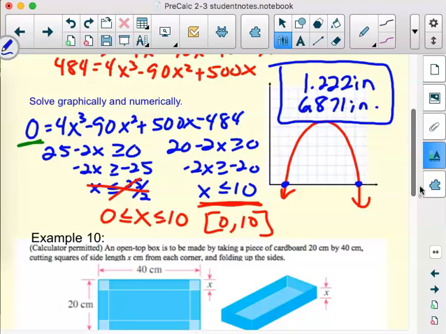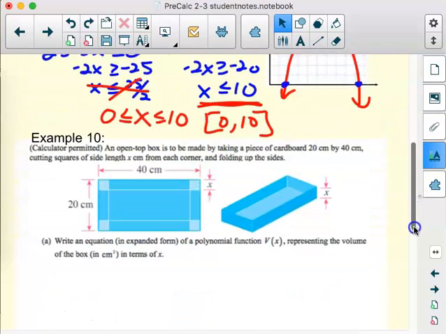Now, I wrote really big, or we would put this in a sentence, because obviously this is something a business would use, and so we could tell the customer that squares of side lengths 1.222 inches or 6.871 inches should be cut to maximize that volume at approximately 484 cubic inches. Now what the business is going to do is they're going to create one of each of those so that they can show the customer, here are your two choices, and you get to decide which one do you want us to make. And that's an important part of this process, making sure your customer can see all of those things.